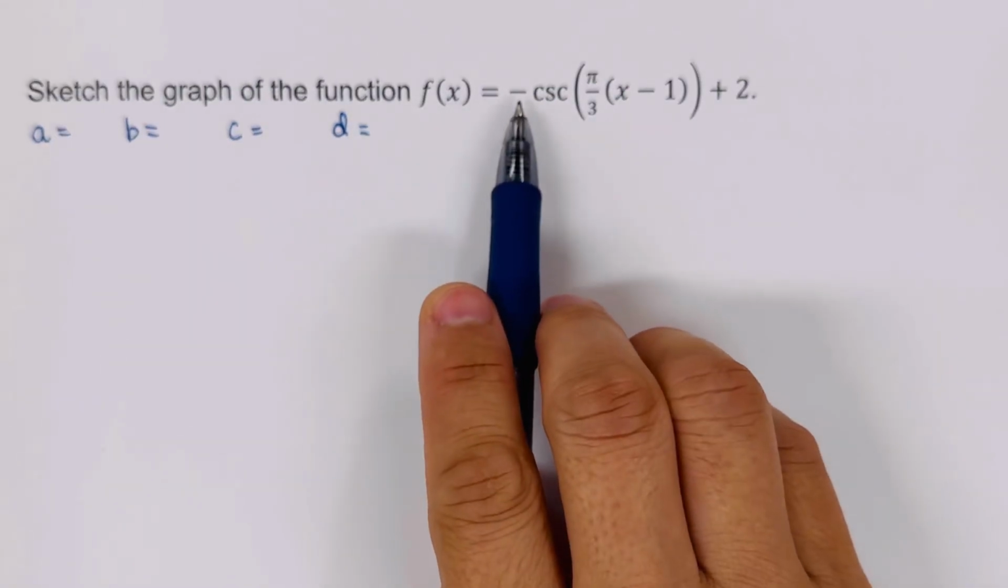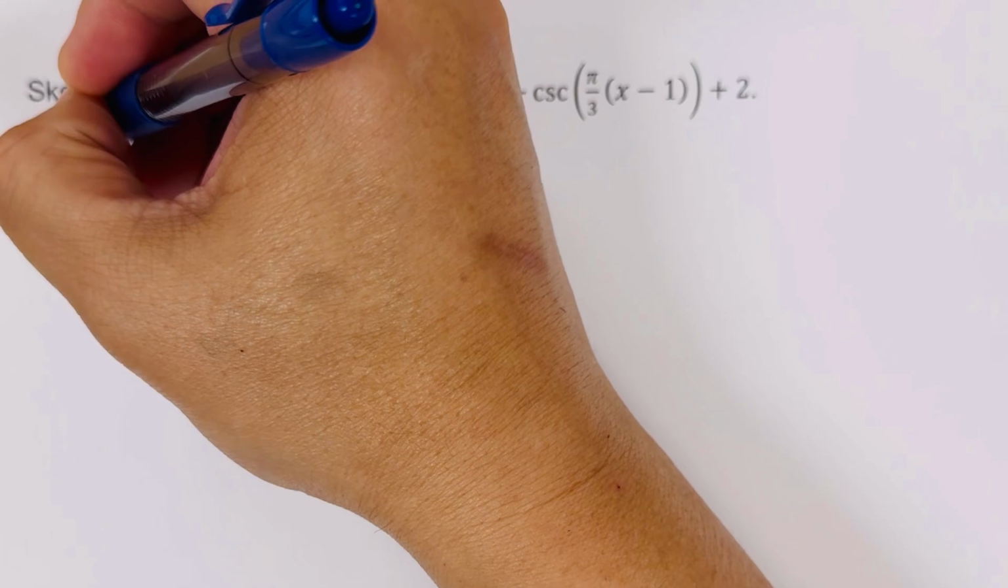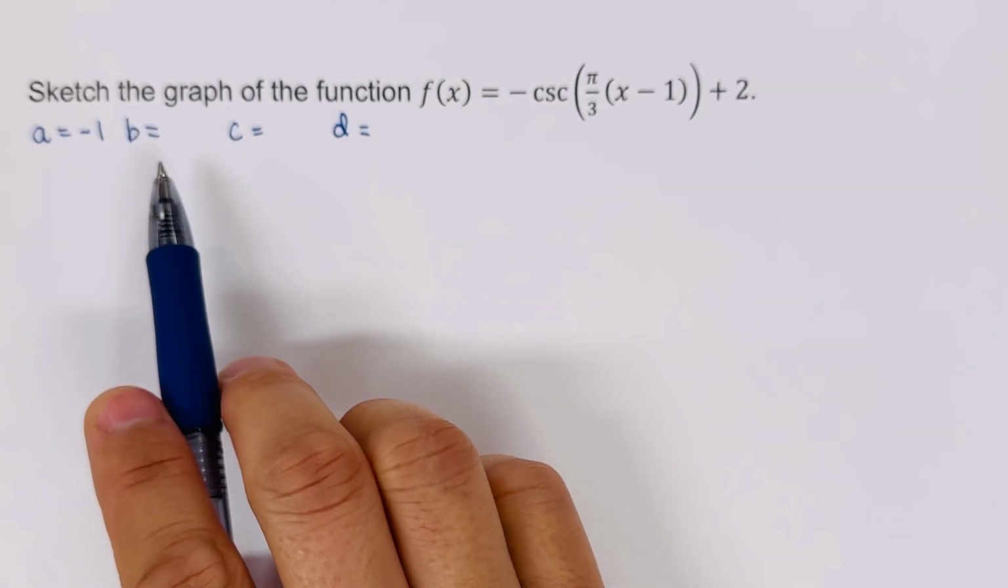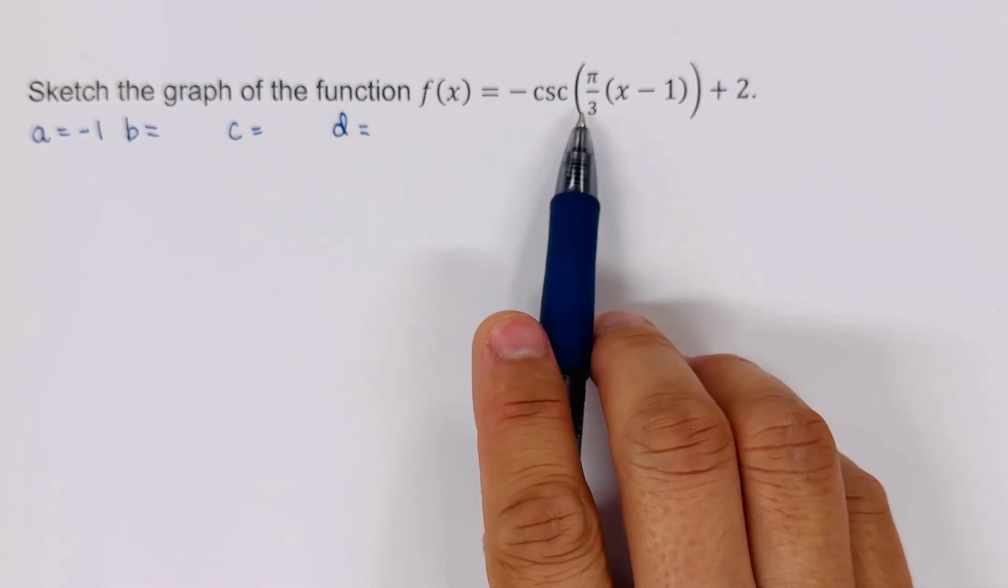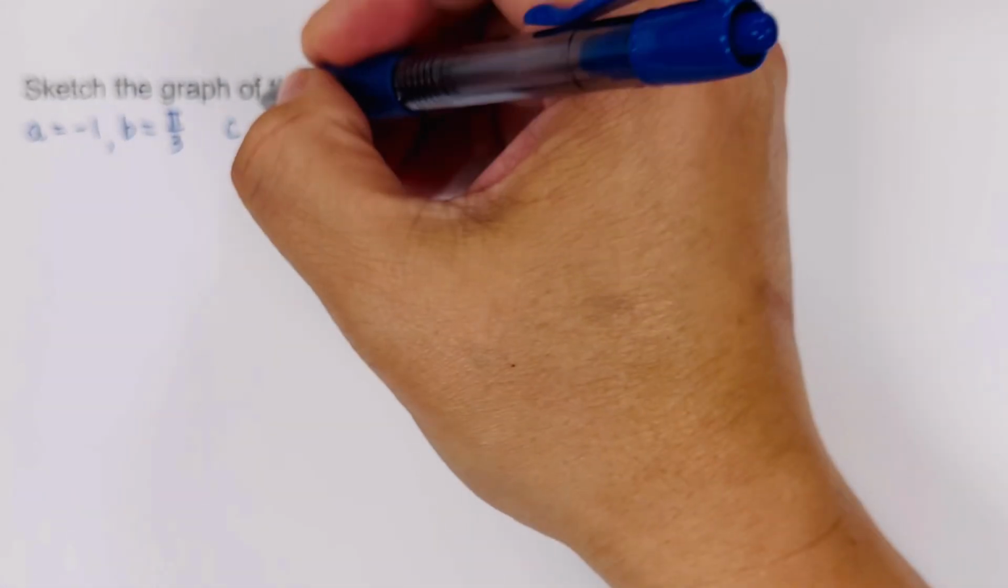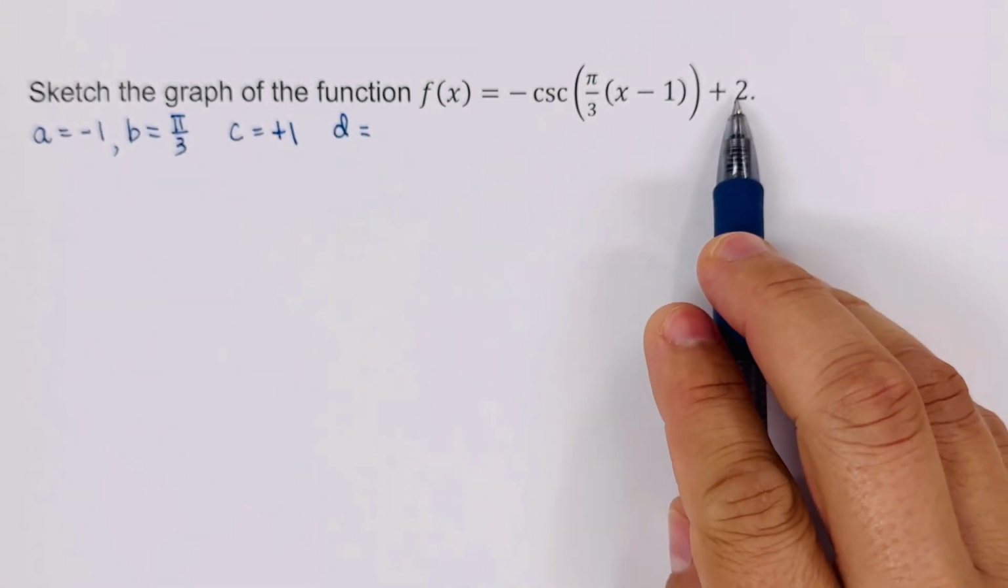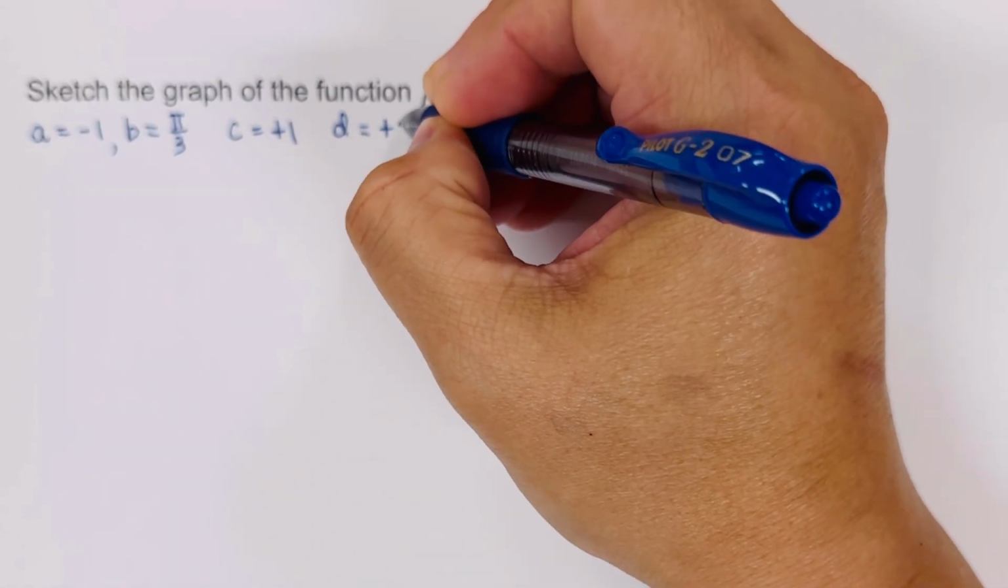So our a here is negative 1. This represents our amplitude. Our b is pi over 3. Our c is positive 1. And our d is positive 2.